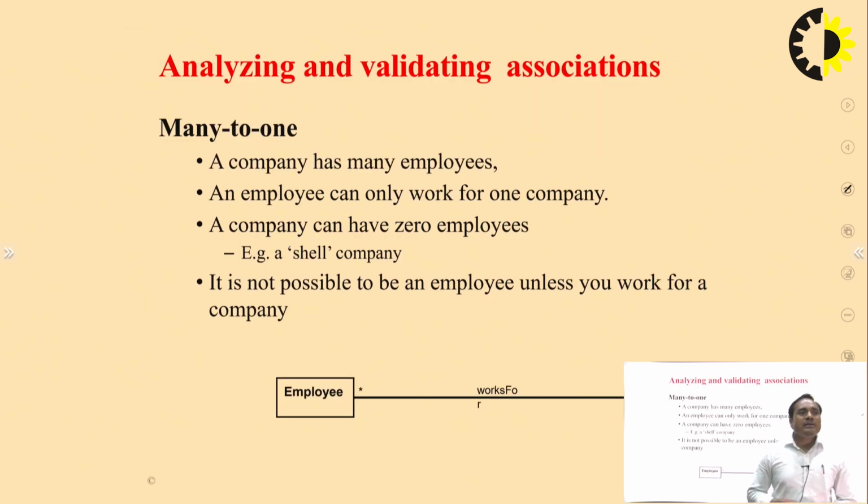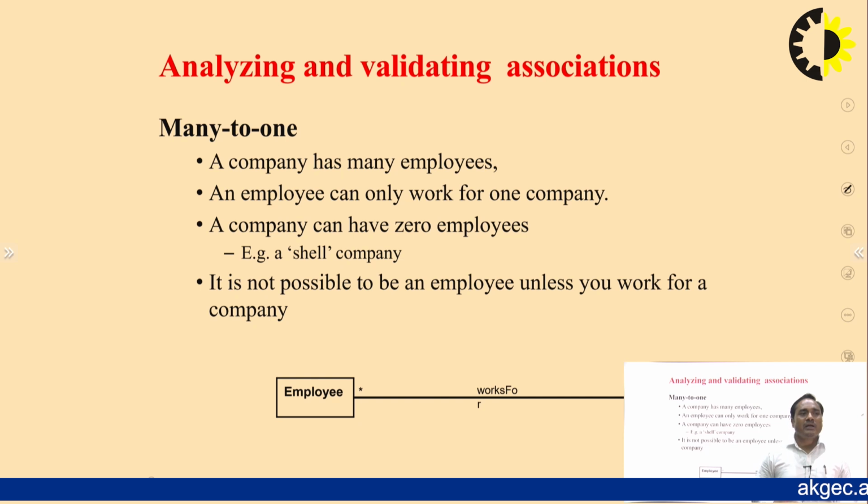So analyzing and validating association. How can you analyze and how can you validate association? So many to one association can be shown by the diagram. A company has many employees. That shows the one to many association.